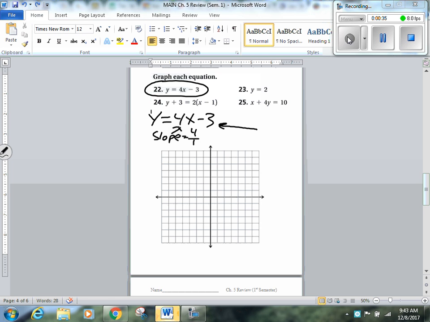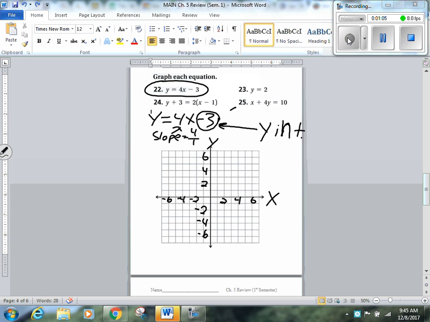This number right here, not just that number, but that whole number with the sign, that is my y-intercept. So now that I have my slope and my y-intercept, now I can graph it. So looking at the graph, we already have it numbered. And now I have to put that information on the graph.